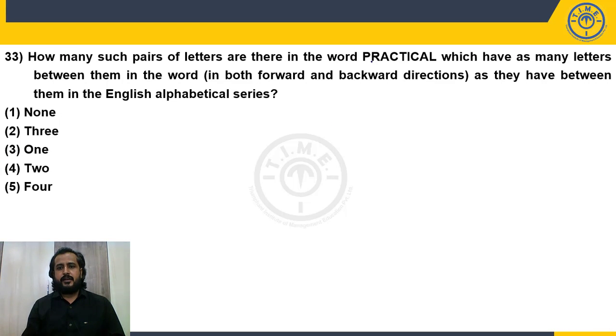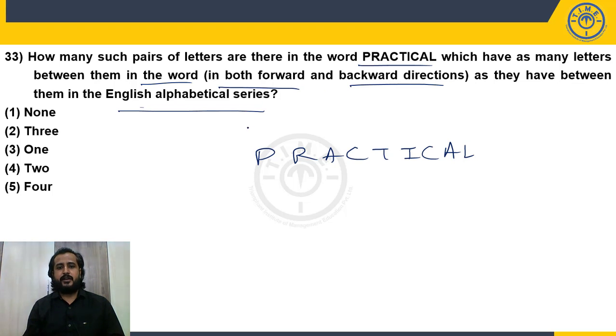How many such pairs of letters are there in the word practical? All these kinds of questions are important for prelims as well as for mains, which have as many letters between them in the word as they have between them in the English alphabetical series in both forward and backward direction. You know how to solve it, right? So starting with P in the forward direction, P, Q, R, S, T. Yes, matching. Just we are reading the English alphabet. P, Q, R, S, T, U, V, W, X.